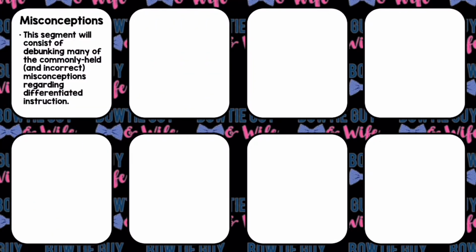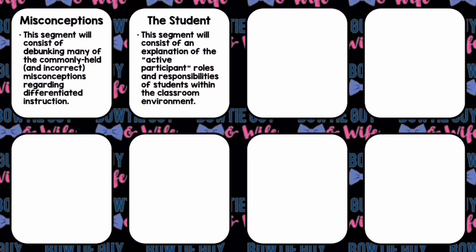So what are the domains that we're going to be discussing today? Well, we're going to be learning about misconceptions. Now, this segment will consist of debunking many of the commonly held and incorrect misconceptions regarding differentiated instruction. We're going to talk about the student. This segment will consist of an explanation of the active participant roles and responsibilities of students within the classroom environment.